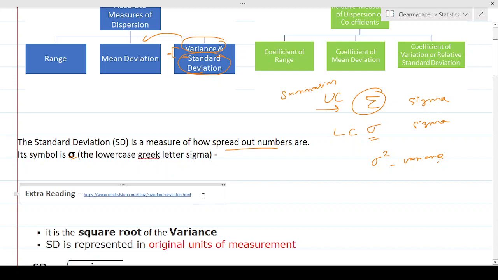Nevertheless, if you want some extra reading on standard deviation and the definition, you can go through this link called Maths is Fun. That's very good. I've referred to it extensively for putting up these episodes.